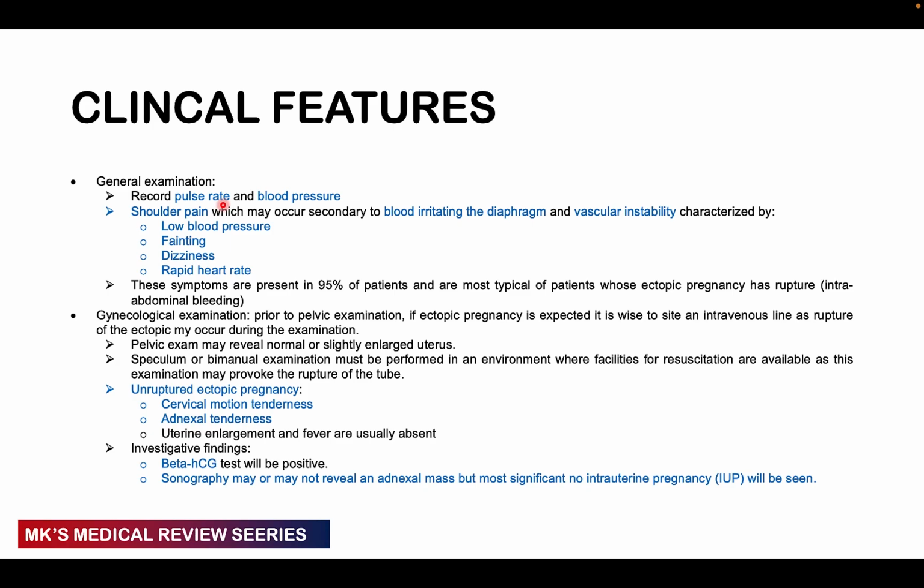When you examine the patient, you may also find shoulder pain that is secondary to irritation of the diaphragm via the phrenic nerve. You may get vascular instability, low blood pressures, fainting, dizzy episodes, and even a rapid heart rate. These symptoms are present in about 95% of the cases and are the most typical in patients with ectopic pregnancies that have ruptured, so those that are bleeding within the peritoneum.